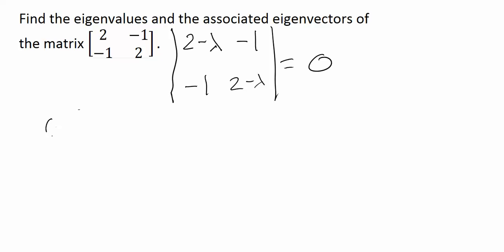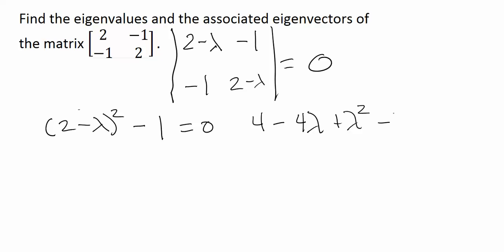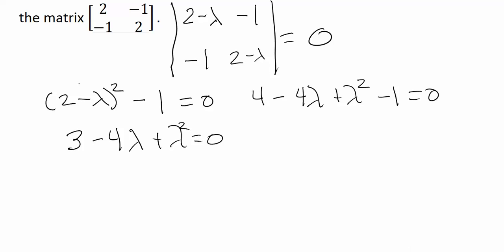When we expand this, we get (2 minus lambda) squared minus 1, and that's set equal to 0, so we get 4 minus 4 lambda plus lambda squared minus 1, and that's all set equal to 0, and I can calculate that we have 3 minus 4 lambda plus lambda squared. Again, we can factor this by sight, but if you need to use the quadratic equation, then by all means you're welcome to employ it.